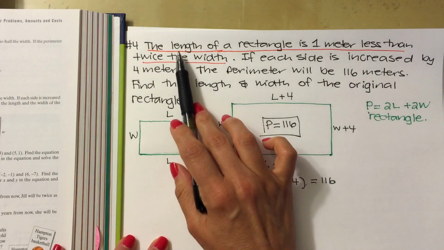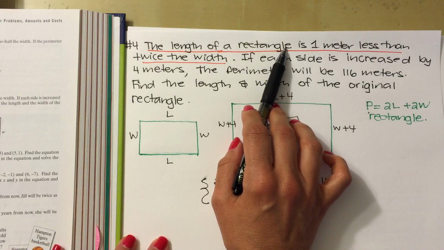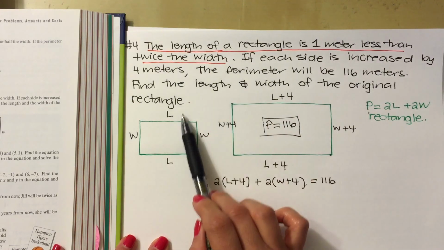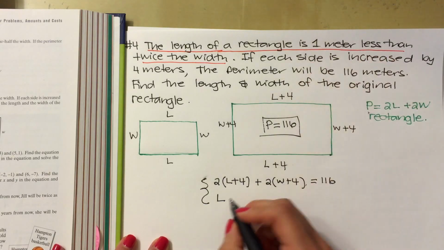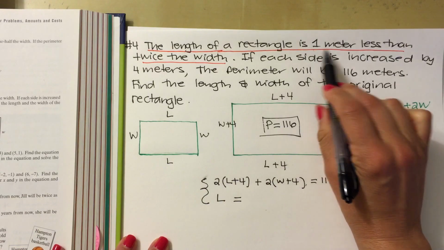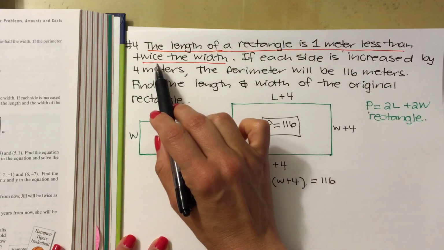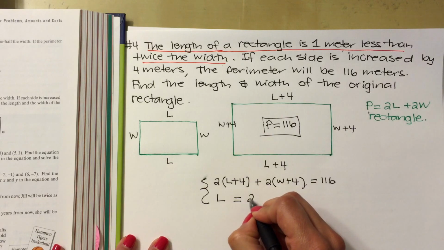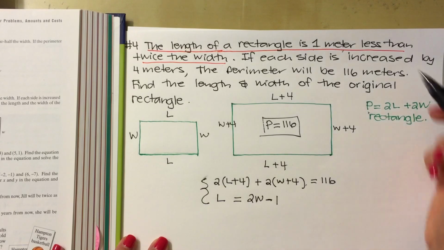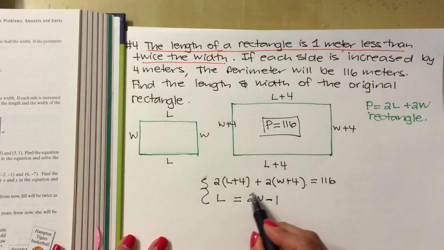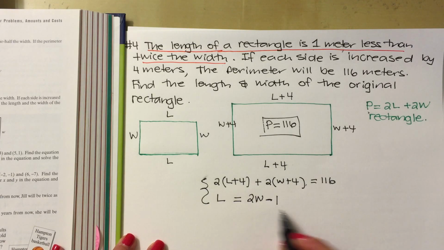It says the length of a rectangle. So this is the length of the original. So that length translates to equals 1 meter less than twice the width. So 2W minus 1. Why did I switch the order? When you see less than, you switch the order. It's the last part first, first part second when you subtract. That's the rule for the less than translation.